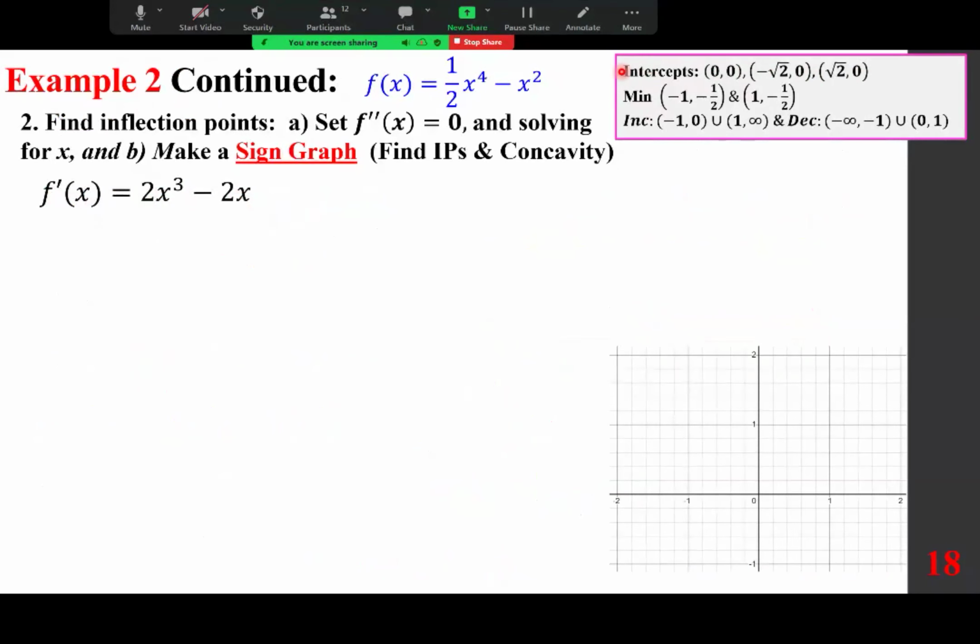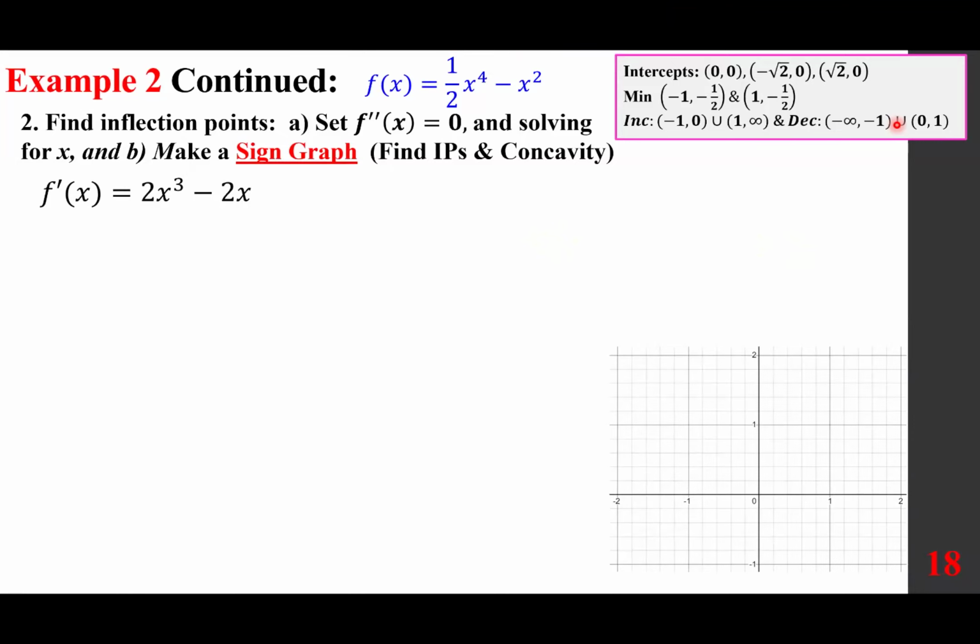Here's the intercepts. This happened to be a local max. Here's the minimum. We have 2 points. Here's where the function is increasing. Here's where the function is decreasing. So this is everything we got from the previous page. Now we want to do the inflection points. So we have to differentiate again.